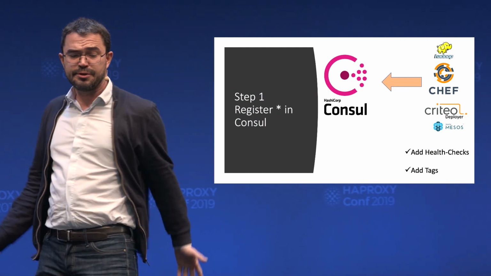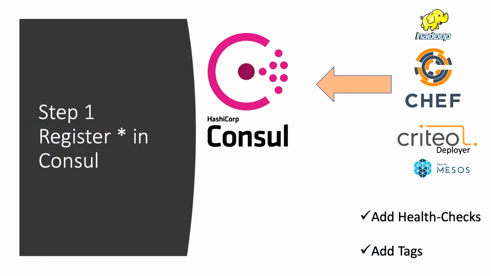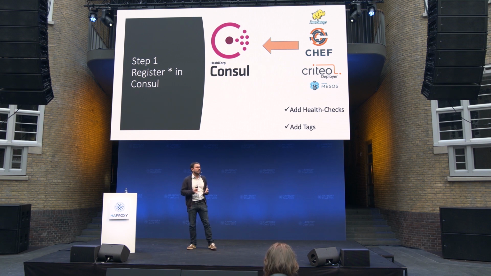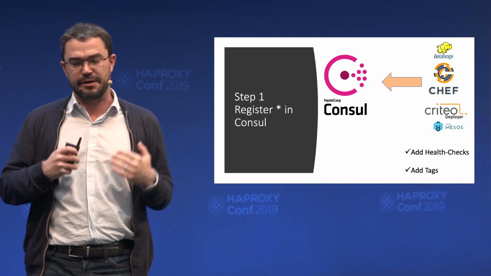So the step we took was basically registering all of our systems within Consul. We had systems deployed by Hadoop, by Chef, by a tool we made ourselves, Criteo deployer, and by Mesos. So basically, we registered all those services. So now we are talking about something like 270,000 different instances of services, which is roughly 4,000 different kinds of services.